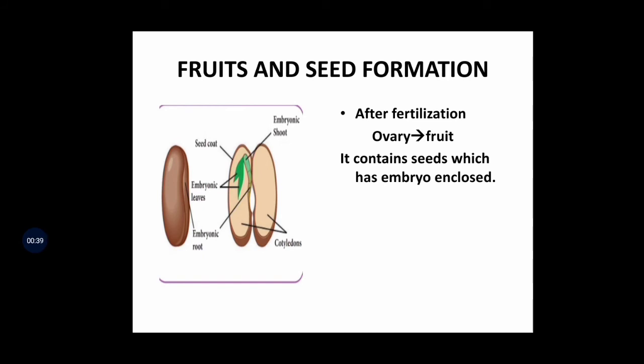After fertilization, the ovary grows into a fruit, and the other parts of the flower fall off. Thus the seeds develop from the ovules. We all know that the fruit contains seeds. The seed contains an embryo which is enclosed in a protective seed coat.